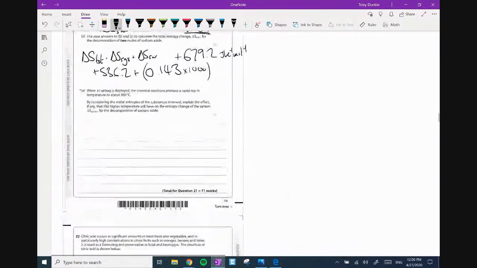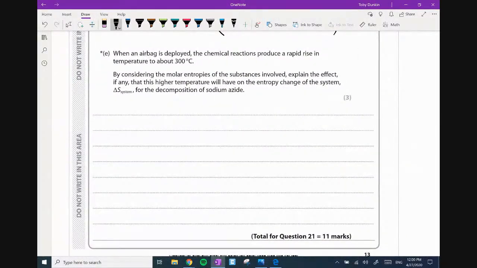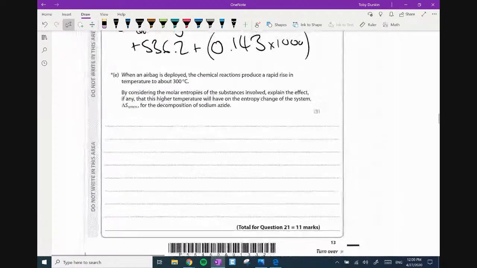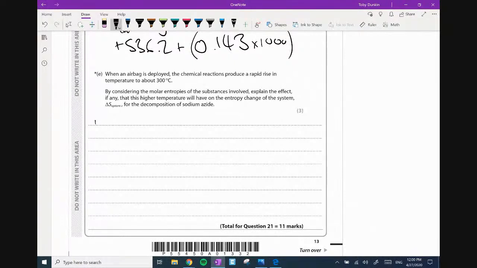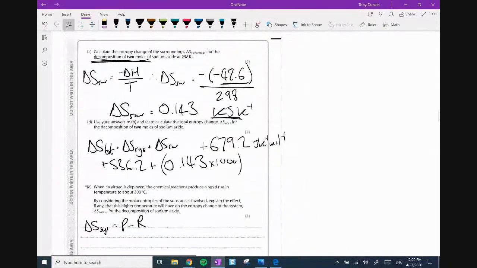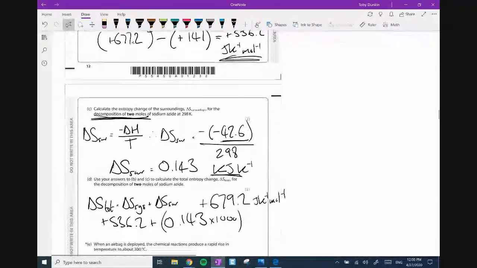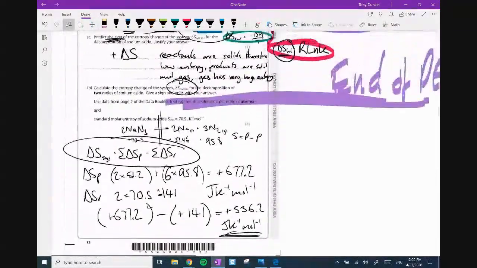Okay. Next. When an airbag is deployed, the chemical reaction produces a rapid rise in temperature to about 300 Celsius. By considering the molar entropies of the substances involved, explain the effect, if any, that this higher temperature will have on the entropy change of the system for this decomposition. Right. So we know that delta S system is products minus reactants. So what's going to happen is the entropy is going to increase.